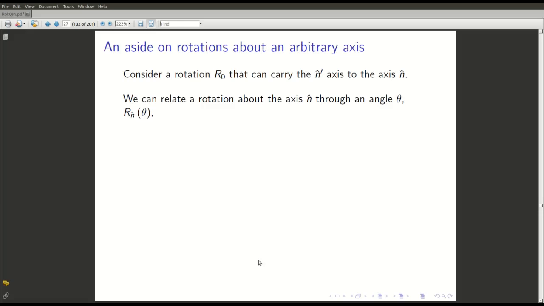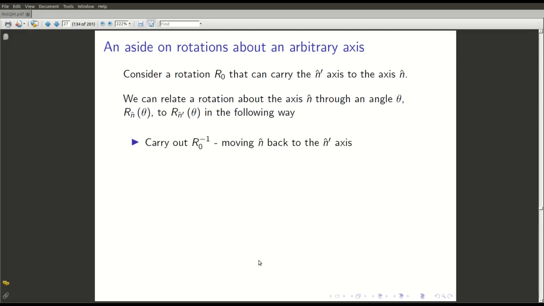Now the statement here is we can relate a rotation about the axis n hat, which is a new axis, through an angle theta, namely R n hat theta, to a rotation through the same angle theta about n hat prime. And how do we do this?